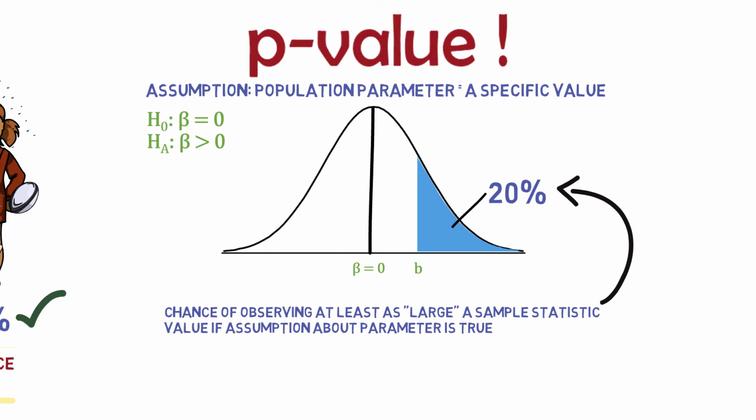We assume the null hypothesis is true. What's the probability that we would get a sample statistic at least as large as the one we did if the null hypothesis is true? This is exactly a p-value, so in this case, with a one-tailed test, the p-value would be 20%. Now, what if we have a two-tailed test?